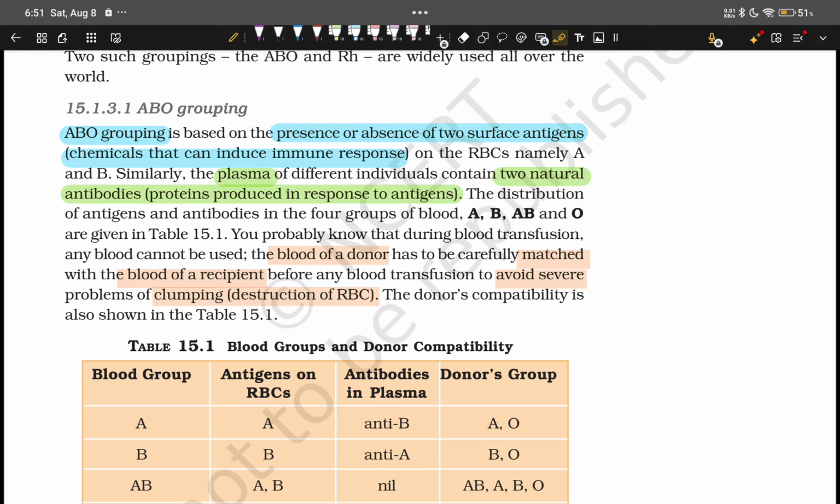On what basis, we'll talk about later, but first of all you have to know that the blood of the donor has to be carefully matched with the blood of the recipient before any transfusion, to avoid severe clumping or destruction of RBCs. You have to remember one point, that the antigen of the donor should match with the antigen of the recipient. If there is any mismatch of antigen of the donor with the recipient, then there would be destruction or clumping of the recipient's RBCs, and that would be severe, and that would be lethal.